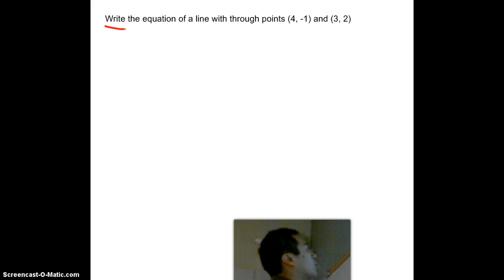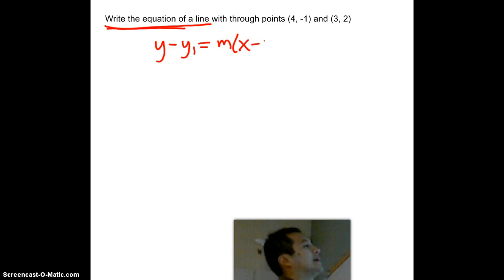Write the equation of a line. Every time, all the time you hear, write the equation of a line, you have to think point slope form. So right away when I see write the equation of a line, I'm going to write point slope form so I don't forget. Y minus y1 equals m times x minus x1. Write the equation of a line through points this and this.